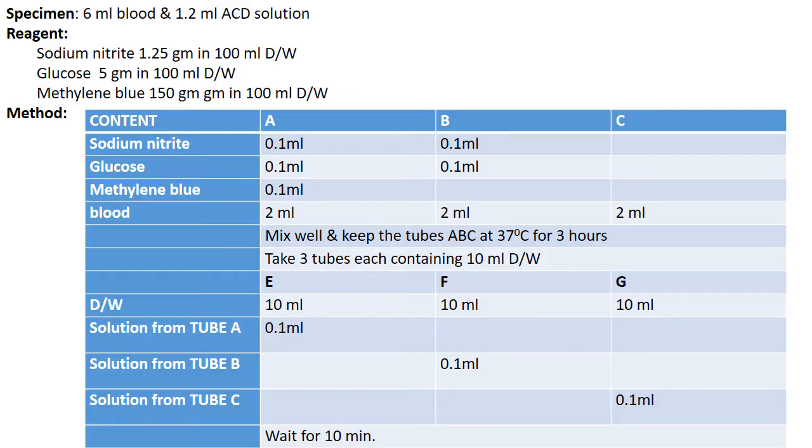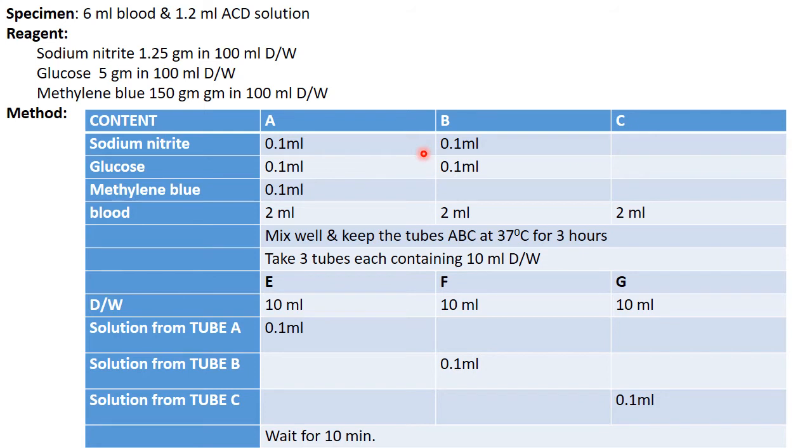Specimen: 6 ml blood, to which add 1.2 ml of ACD solution, acid citrate dextrose solution. The reagents required are sodium nitrite 1.25 gram in 100 ml distilled water, glucose 5 gram in 100 ml distilled water, methylene blue 150 gram in 100 ml distilled water.